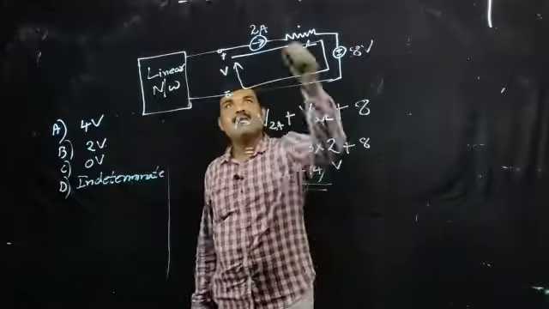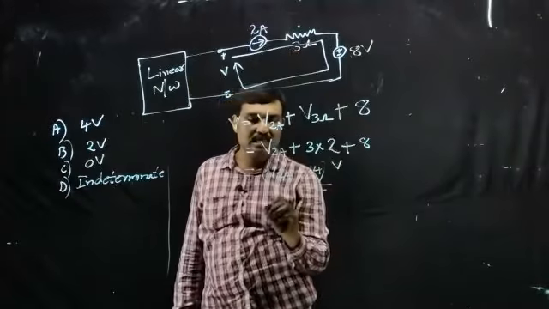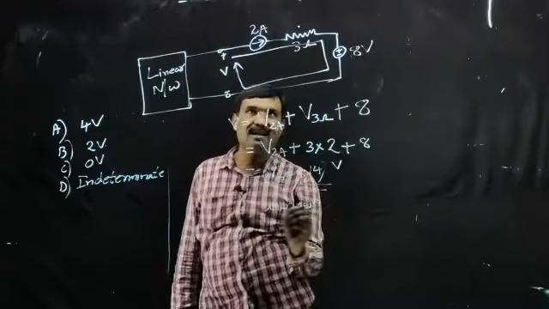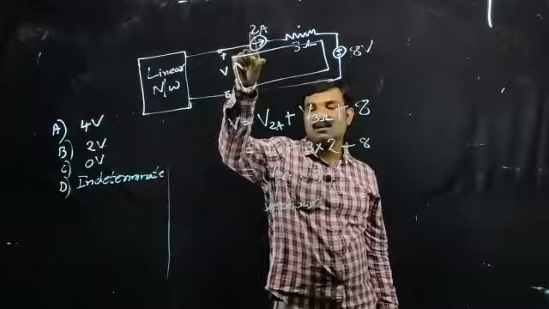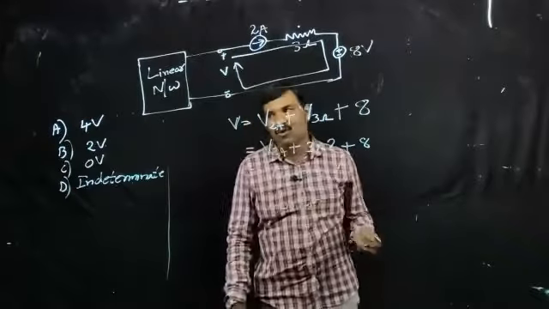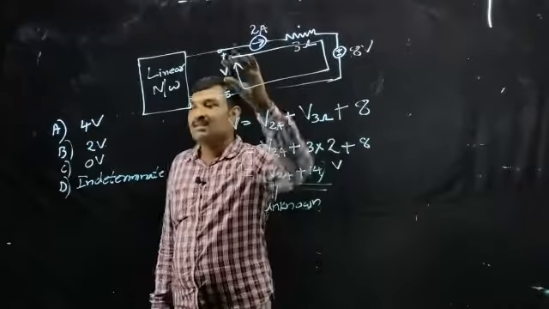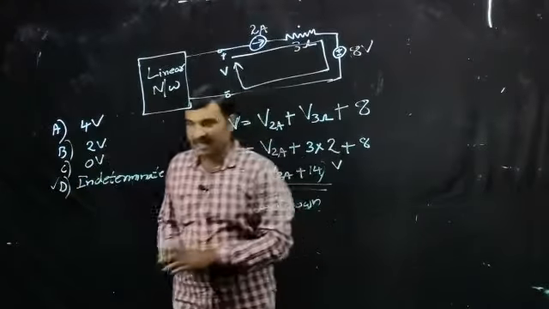But the value of the voltage across this current source is unknown. That may be any value. By using this data, we can't determine the value of the voltage across this current source. So 14 plus an unknown quantity, that's a variable quantity. So we can't determine the value of V. So the answer is D. That is, the value of V is indeterminate.